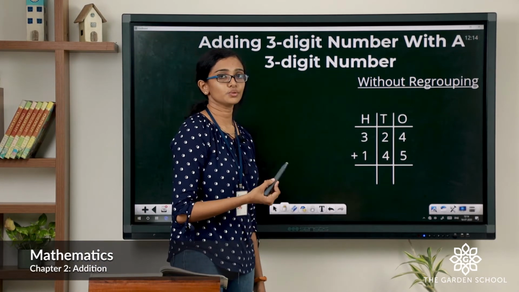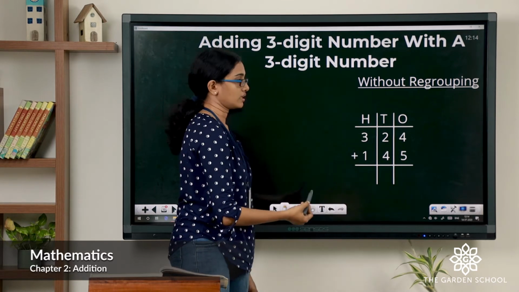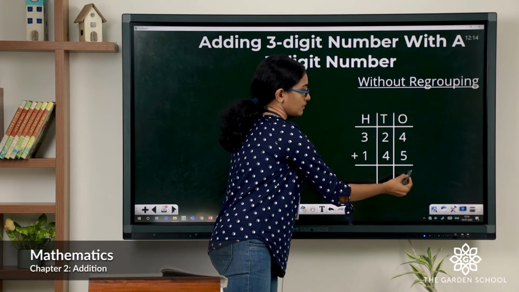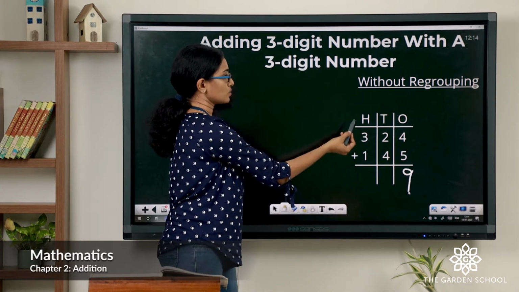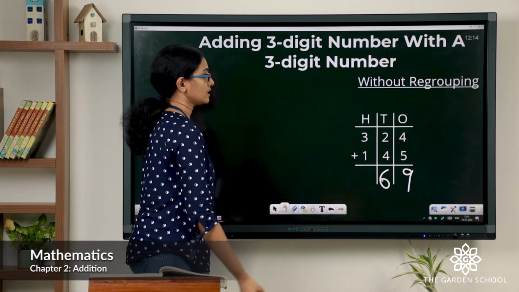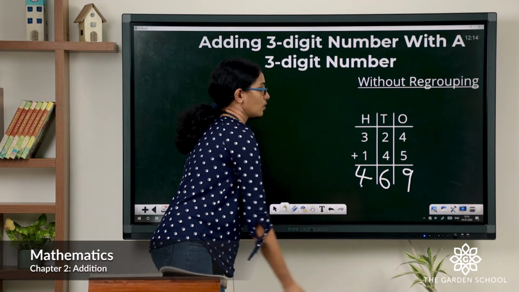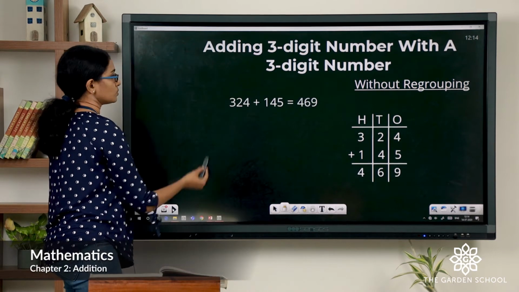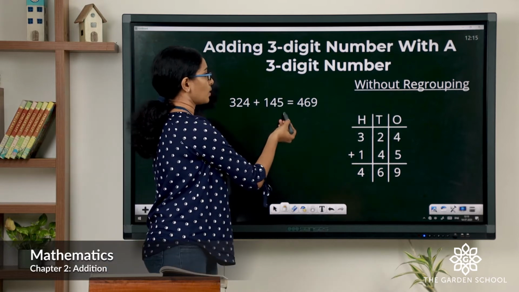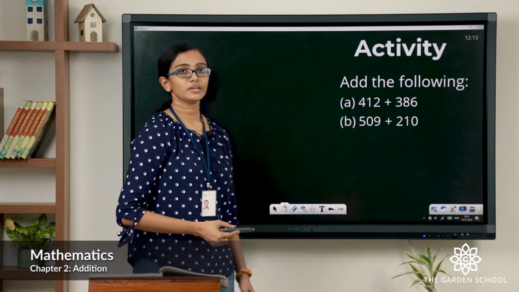Now see, here you have two 3-digit numbers. So we have digits in the 3 places in both the numbers. So let's start adding the ones. 4 ones plus 5 ones give you 9 ones. 2 tens plus 4 tens give you 6 tens and 3 hundreds plus 1 hundred give you 4 hundreds. So 324 plus 145 gives you the sum 469.